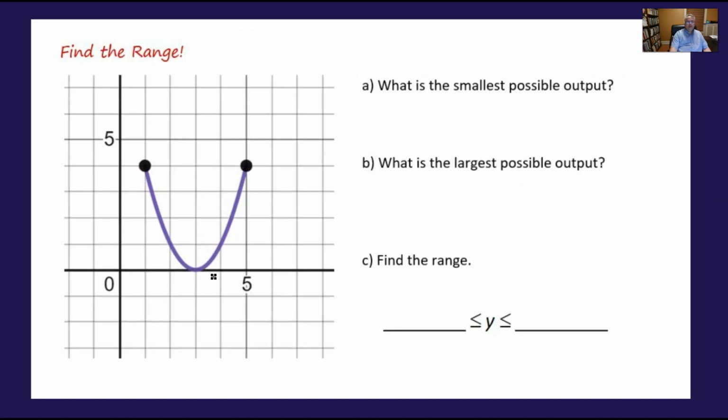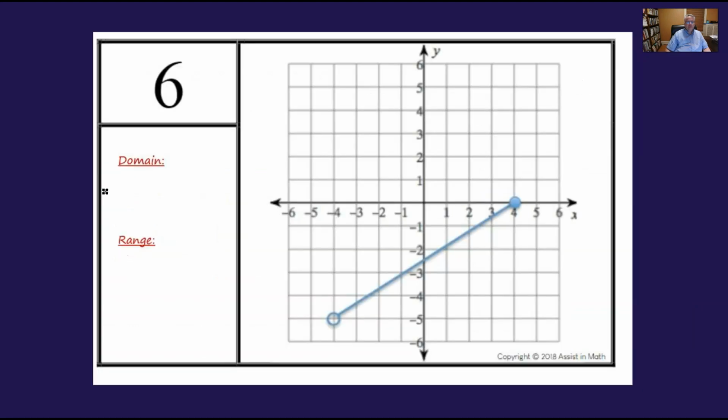Okay, so it says, what is the smallest possible output? Well, right here. This point right here has y equal 0. What's the largest possible output? Well, these points. That's how high the function goes. y equals 4. So the range would be y is greater than or equal to 0 and less than or equal to 4. These are the possible outputs for this function. All right, a couple quick examples, and we're finished.